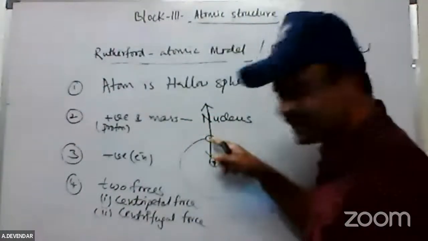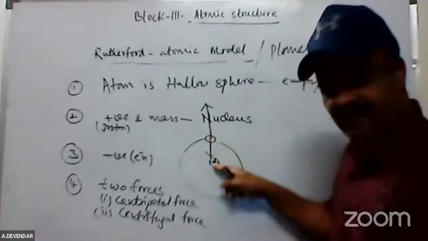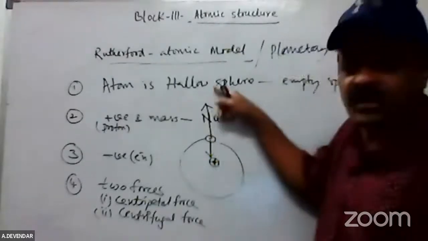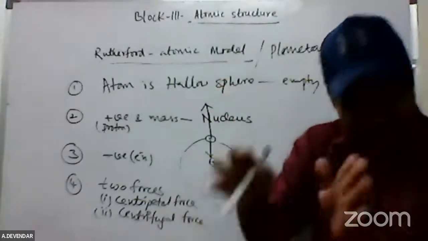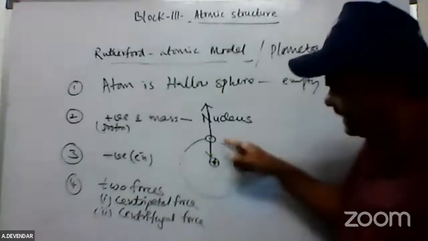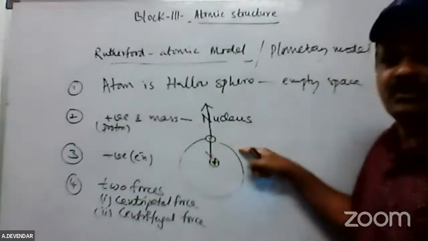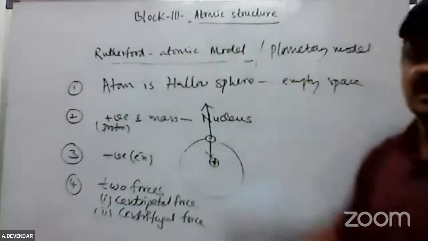Here, whatever force attracts this particular electron inward, the same force attracts it outward, so it will stay there only. Like Fevicol, it sticks. It will be revolving in this orbit only. That is given by the Rutherford atomic model.